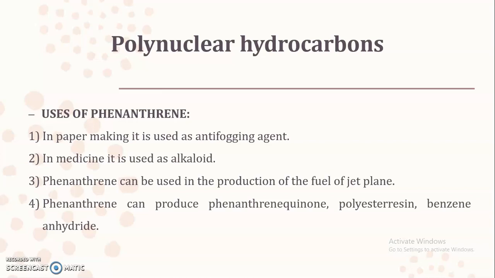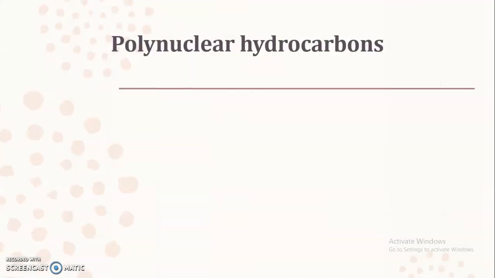After this, we have studied phenanthroquinone, which is one of the derivatives of phenanthrene, which is used in the dye industry. Along with phenanthrene, phenanthroquinones are also used in the dye industry. So these are the various uses of phenanthrene. So we have completed naphthalene, its derivatives, anthracene, its derivatives, and then phenanthrene.